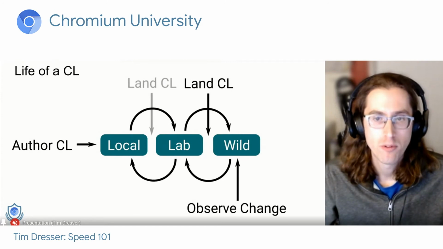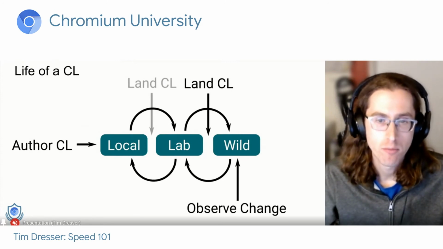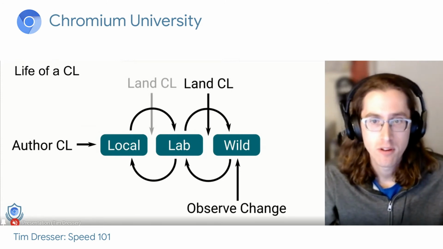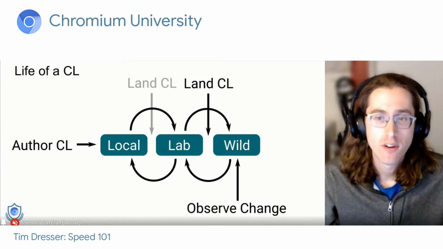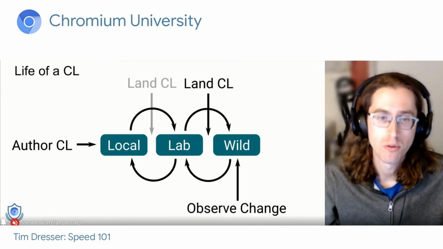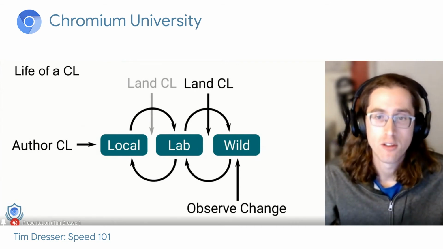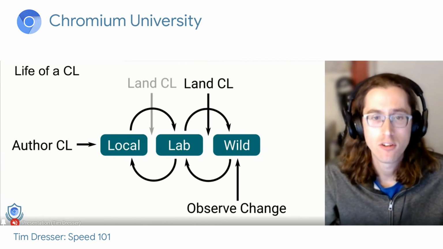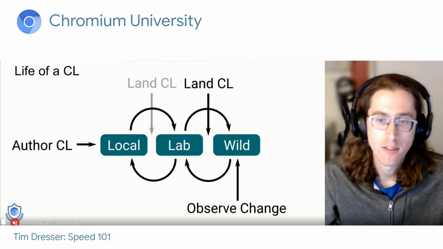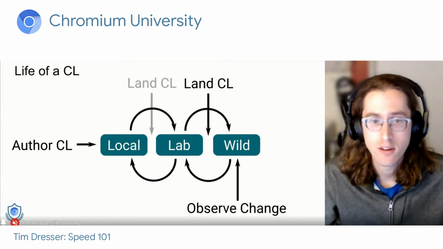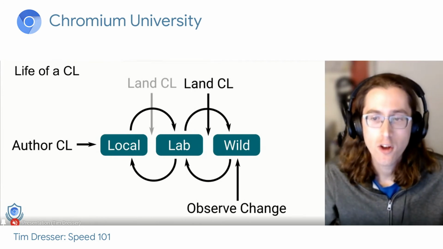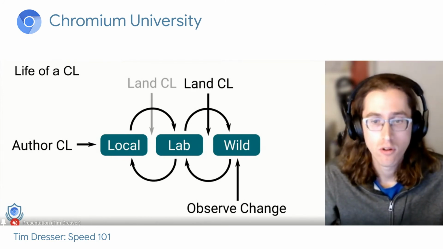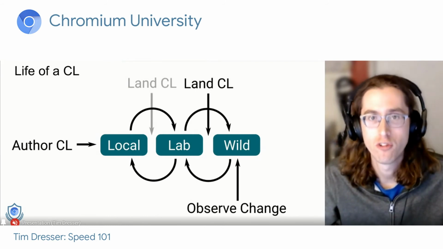When authoring a performance impacting CL, you'll often cycle between testing locally, testing in the lab, and experimenting in the wild. You'll start by authoring a CL and verifying that it behaves as expected with local tools. You'll potentially run the CL through our perf lab before landing, or you can just land it and look at the results in the perf lab. Finally, you'll have the CL landed and observe the change in the wild, ideally via an A/B test. If the change in the wild isn't what you expected, you'll go back to investigating the change in the lab or locally before making some changes and pushing the change again.